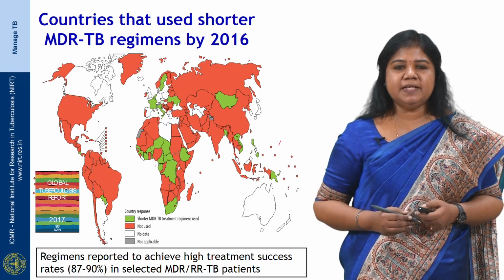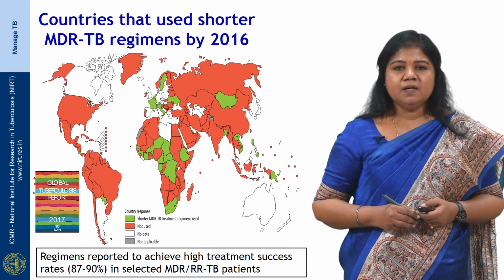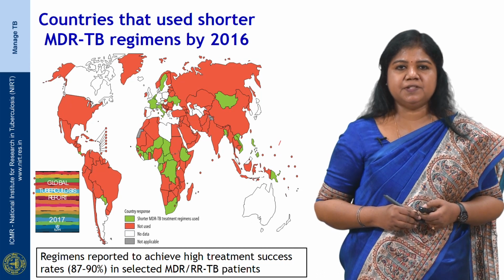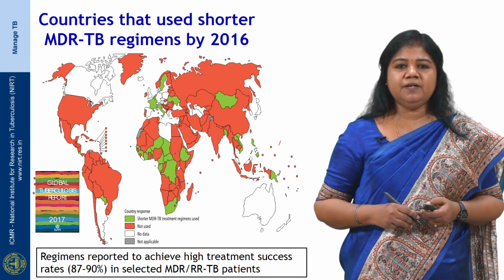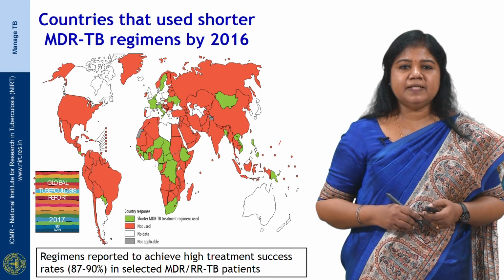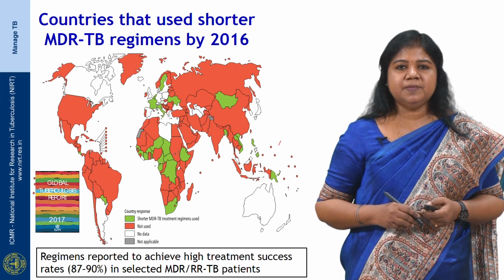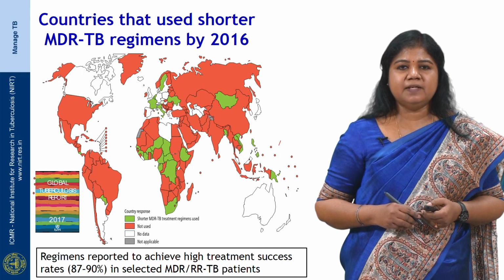This map shows the status of the countries that had used shorter MDR-TB regimens by 2016. The ones in green are the countries which have used the regimen. About 35 countries, mostly from sub-Saharan Africa and Asia, had used this regimen, and it is reported to achieve a high treatment success rate of about 87 to 90% in selected MDR or rifampicin resistant TB patients. In India, this regimen has been recently recommended, so we are yet to see its use and its treatment success.